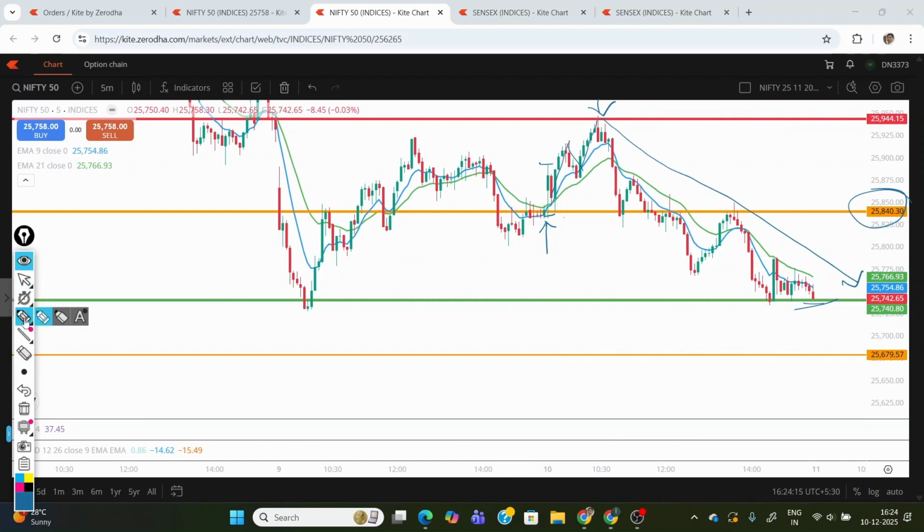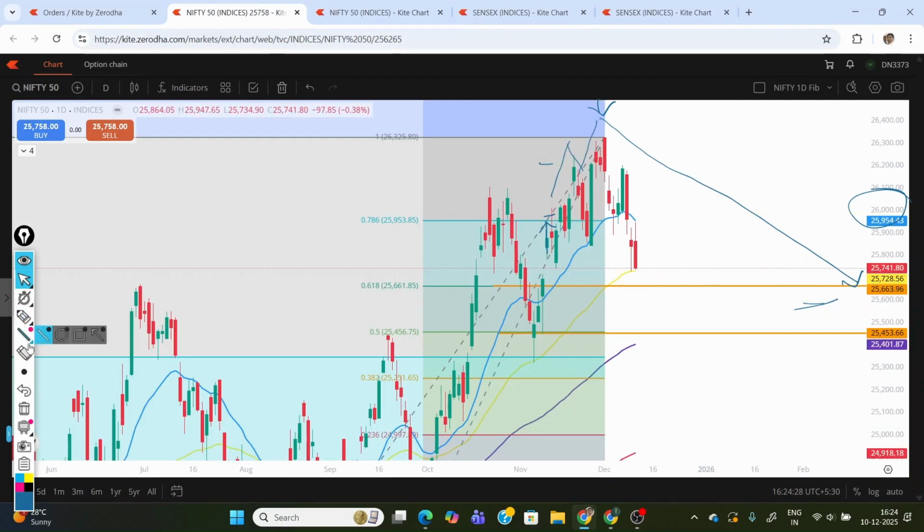So how should we look at it? If one needs to predict or have a reference level for tomorrow, where should one look? Let us get back to our one-day time frame chart. Remove all these markings which we made just now. This is what we were talking about in our last video also, that these are Fibonacci retracement levels from the peak. This is 0.786 retracement, and we are well below this level also.